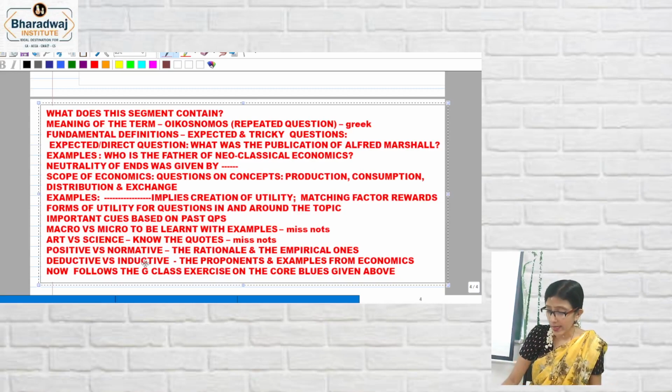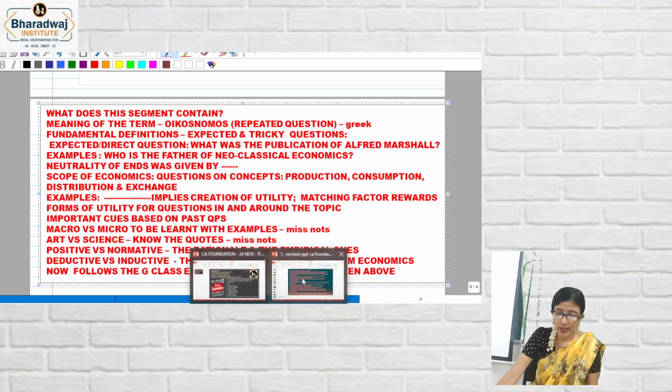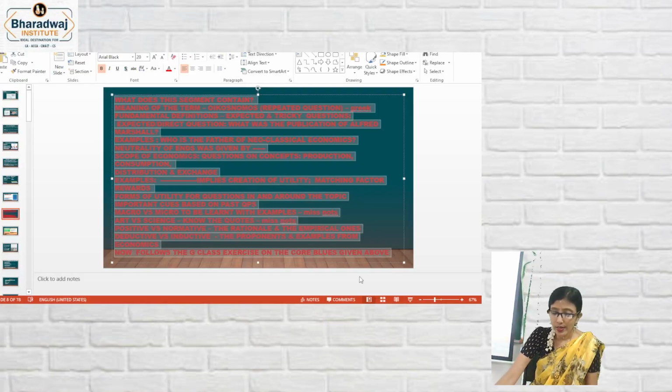And deductive versus inductive. Please remember which economists belong to the deductive school, who gave the inductive method as important, and examples from economics. Okay. Now we are going to do the class exercise based on that. There is a class exercise you are going to do. Let us see.